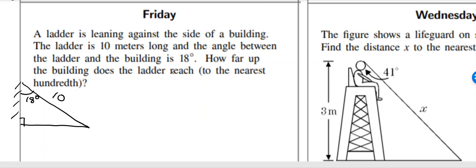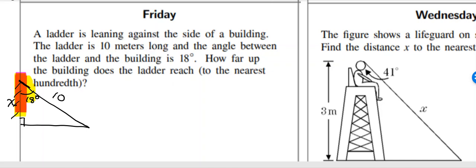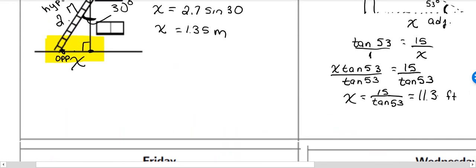How far up the building does the ladder reach? So I am trying to find out how tall the ladder is from the ground, which in this case we're going to call x. Okay, so if I have this angle, let's make that darker. This is the angle that I have. I'm trying to find this length. Right? So this length is the adjacent side. So I have an adjacent and I have the hypotenuse. Which trig ratio should I use when I have the adjacent and the hypotenuse?